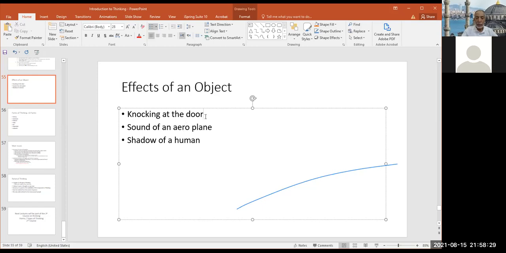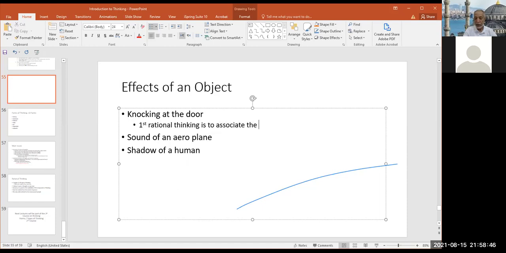Now, here, what you really are doing is first rational thinking. First rational thinking is to associate the effect with the cause. So it's not automatic. There is a process, the same process. So in this case, when I hear a knock at the door, I hear the sound. The sound is on the door. It is a sound of a knock.